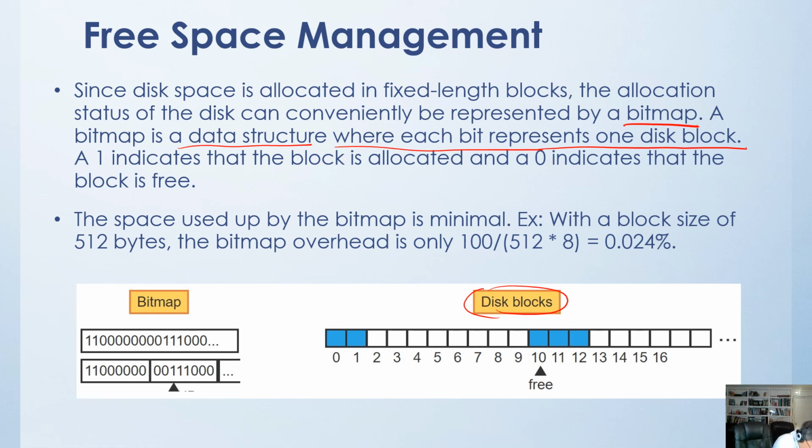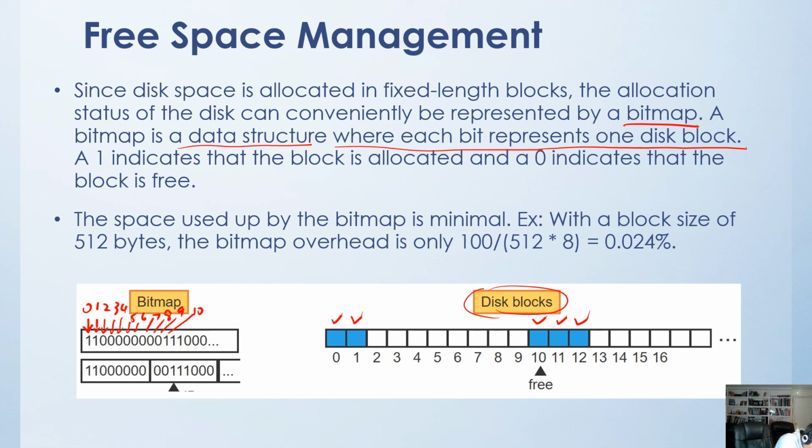For example, here, block number 0, the first block, is occupied, the second block is occupied, block 10 is occupied, 11 is occupied, and 12 is occupied, right? So in the bitmap, we have a corresponding bit. Each bit represents a block. The first bit represents block 0, the second bit represents block 1, and then block 2, 3, 4, 5, 6, 7, 8, 9, and 10.